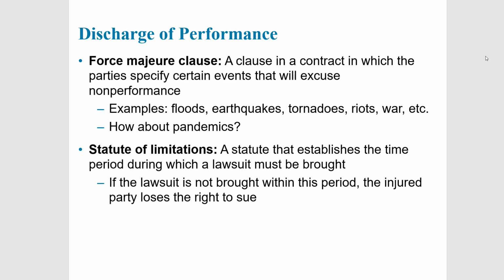A force majeure clause, a lot of times we just call these acts of God, is a clause in a contract where we name specific types of events that could excuse non-performance. So if a flood happened, or an earthquake, or a tornado, or a riot, or a war, those are things that might excuse performance of a party.